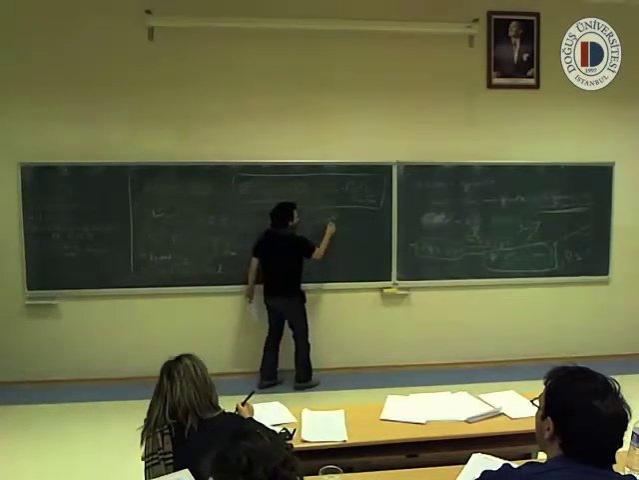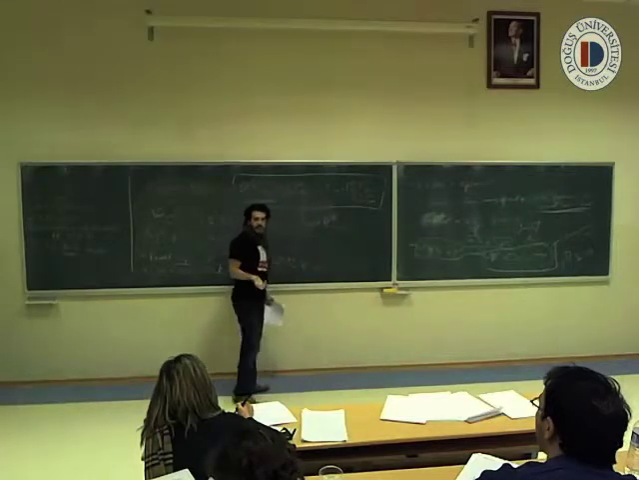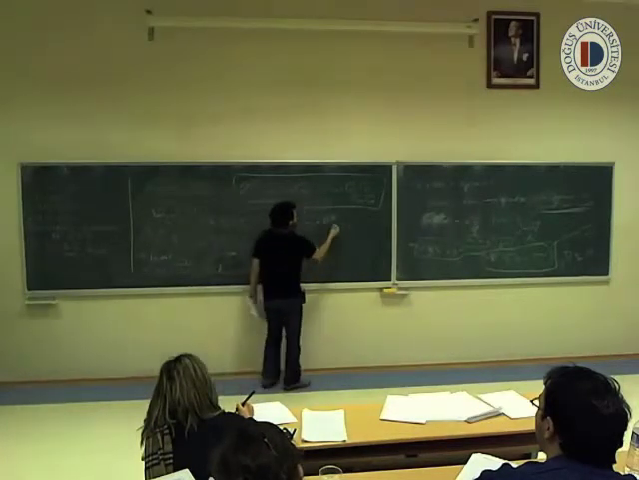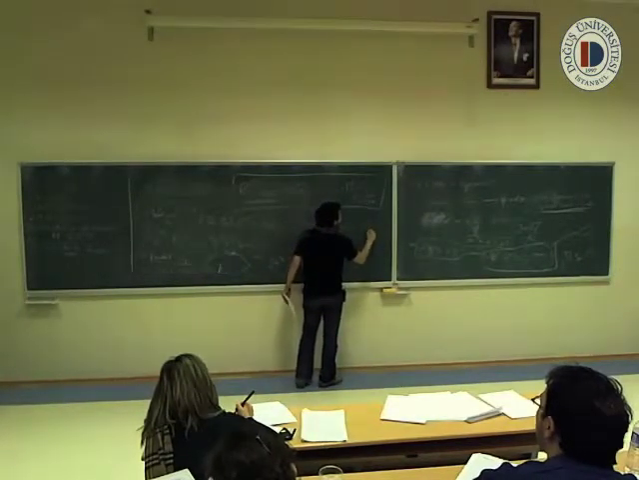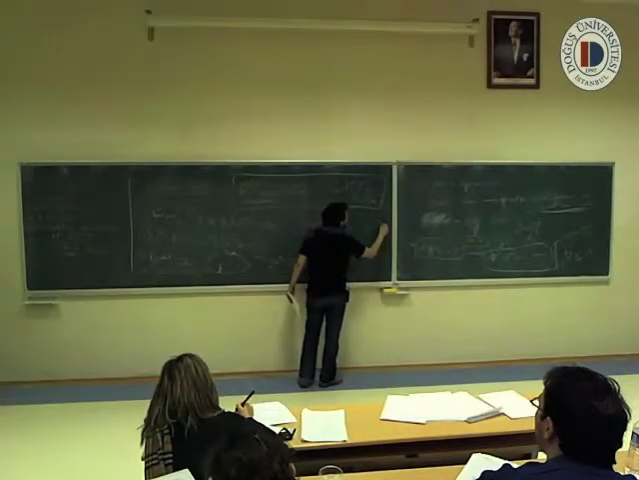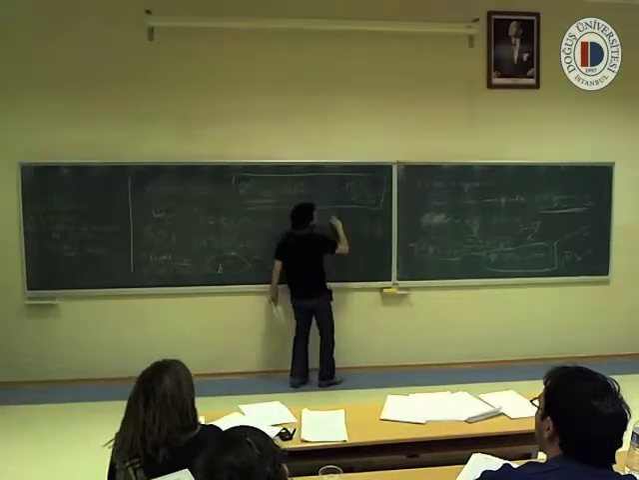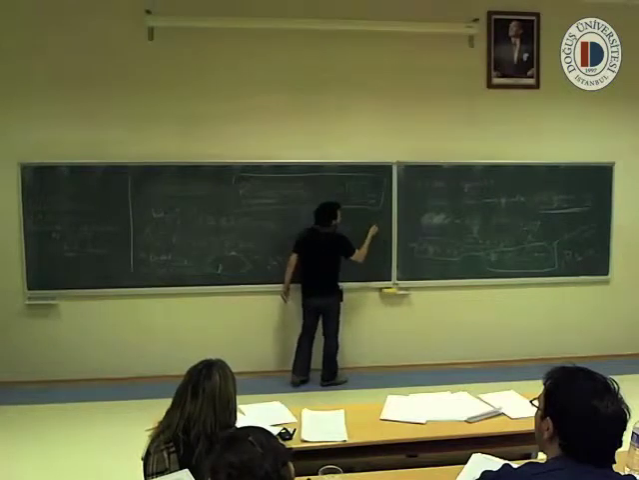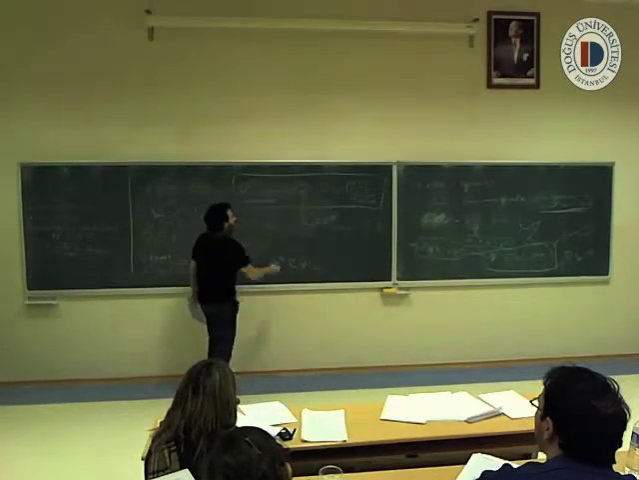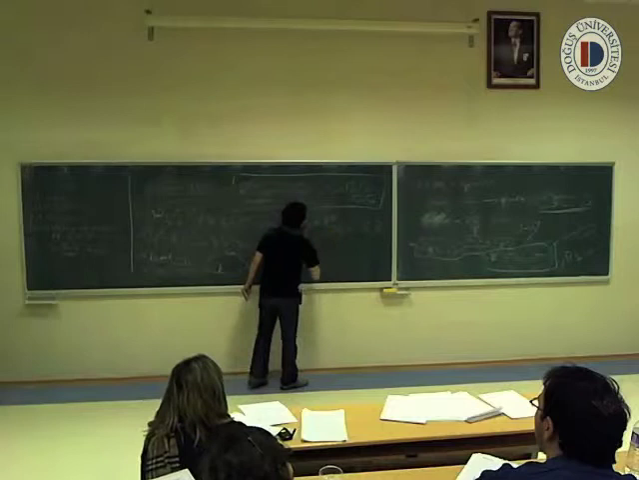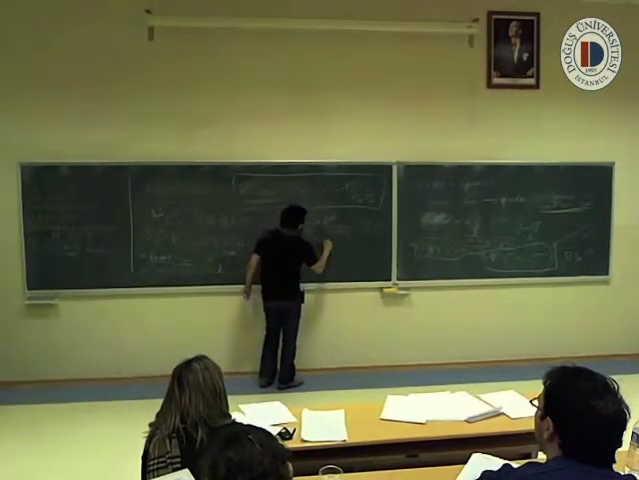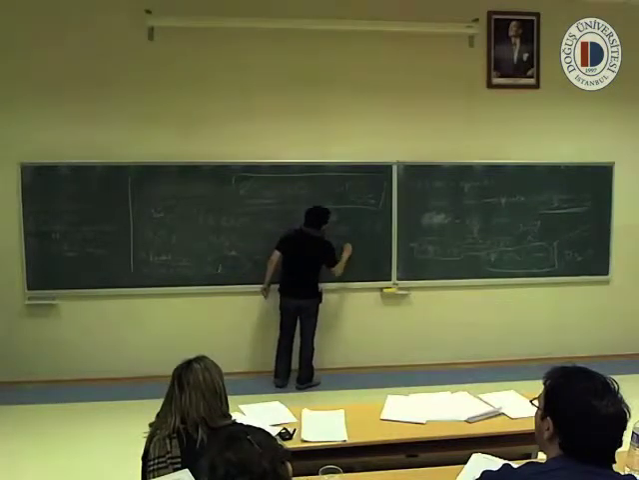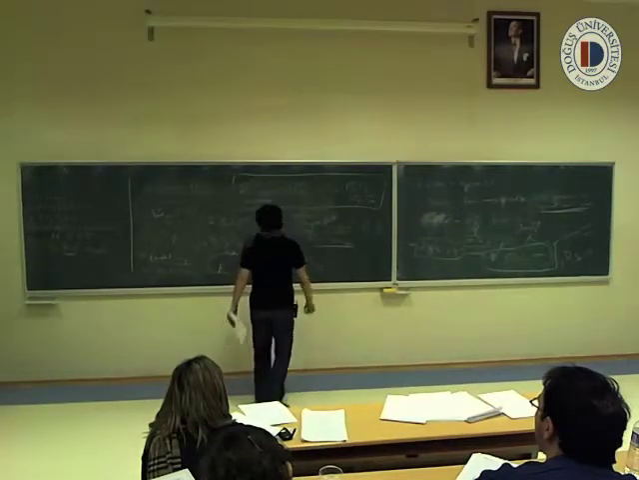And when you contract two indices of a tensor, you still obtain a tensor, because the upper index transforms like x prime over x, and the lower index transforms like x over x prime. When you contract these two indices, you arrive at a Kronecker delta, so it is still a tensor. This is called the Ricci tensor.